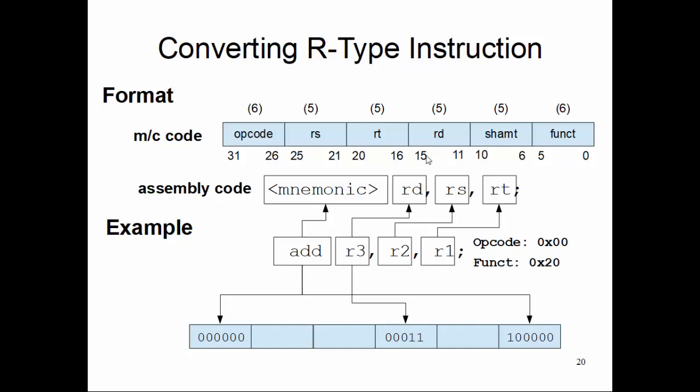This is one point you need to be very careful about: this does not follow the sequence of the assembly format. RD comes last; RS comes first after the opcode, then RT, then RD. So we place R3: we take the index of R3, which is 3, and translate it into 5-bit binary, 00011. Then for R2, similarly, we place the 5-bit binary for 2, and then for R1, the RT place, we put the binary code for 1.